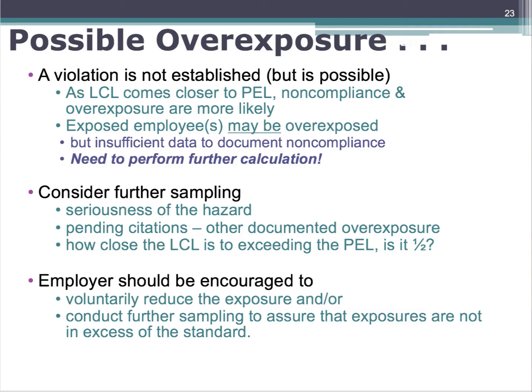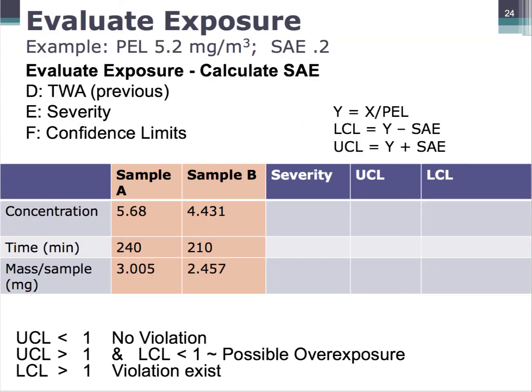So we should consider further sampling depending on the seriousness of the hazard or the agent that people are exposed to. Also consider resampling if there's citations, or if you are close to the PEL, or if the time-weighted average is half of the PEL and you're at your action limit. And certainly we're going to try to always encourage our employers to sample when we're just not confident based on our confidence intervals. So we have our sample data here that we have previously calculated.